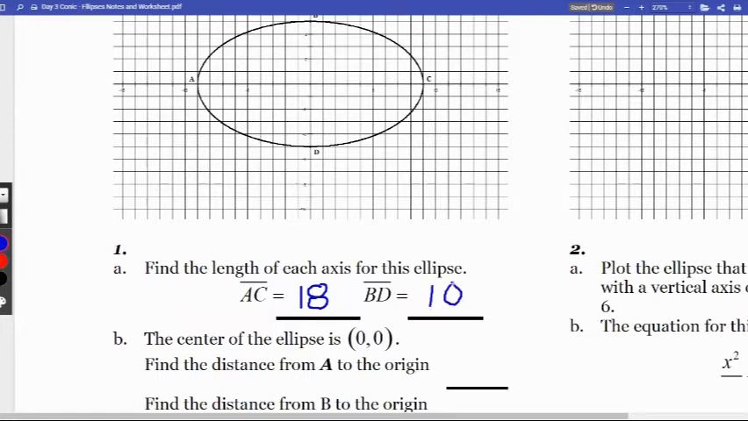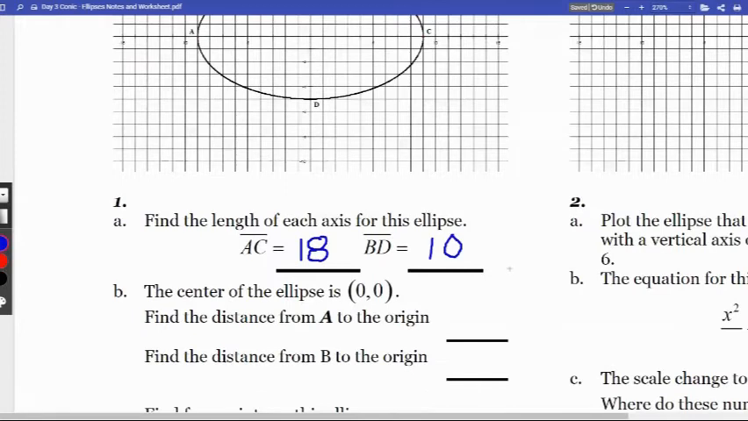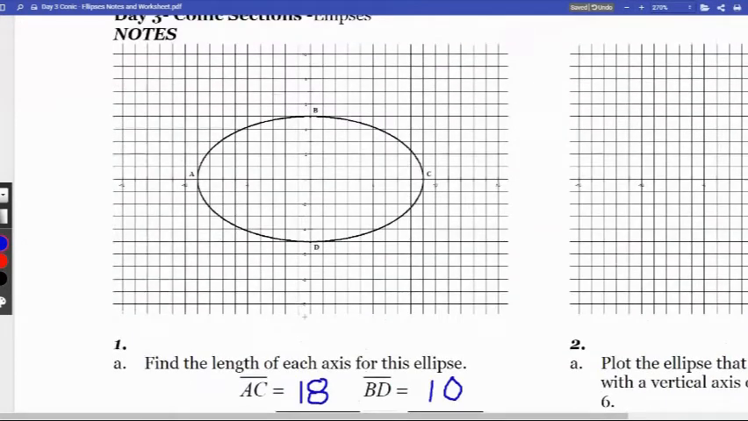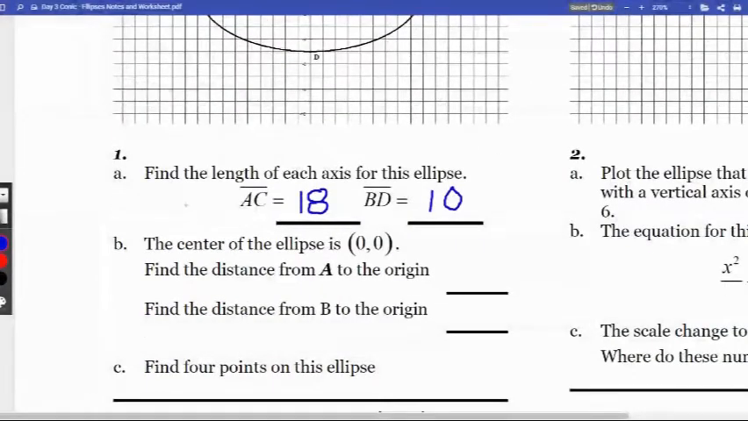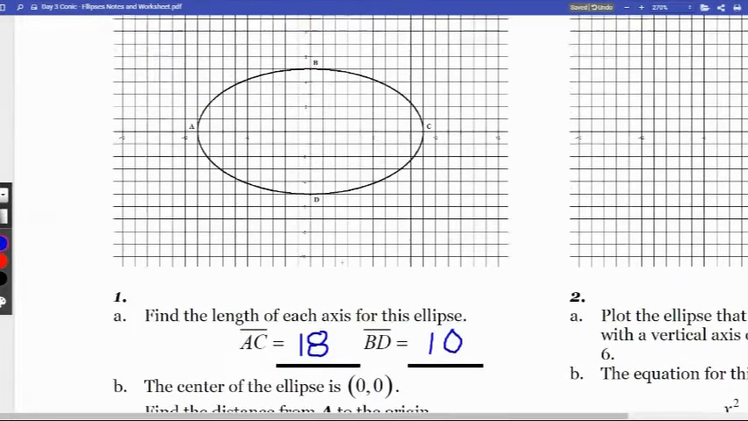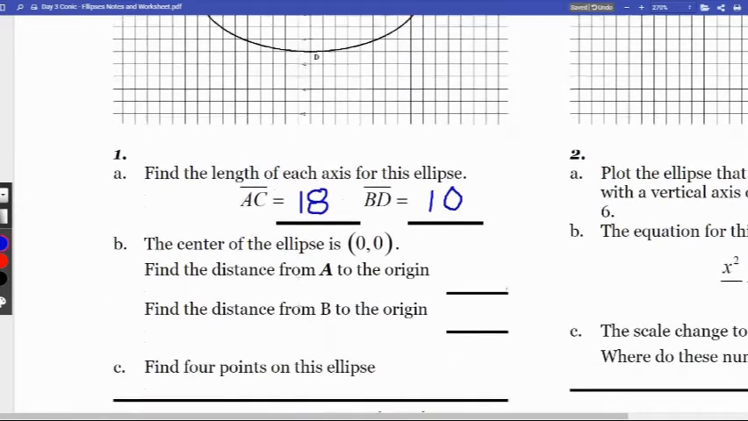So that's the length of each of the axes. The center of this one is at 0, 0. We'll see some that are not centered at the origin. But this one's just making sure that we see, even though the axis is 18, the distance from the center to a point that's on the ellipse is half of that, or 9.